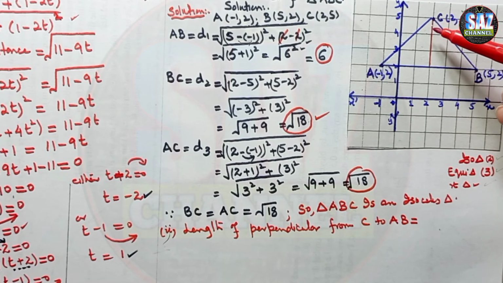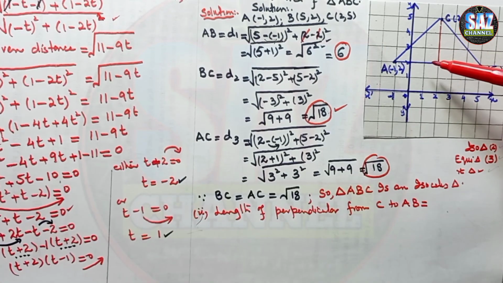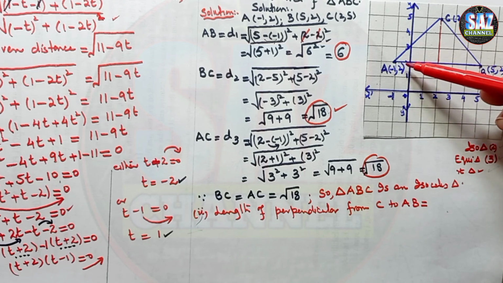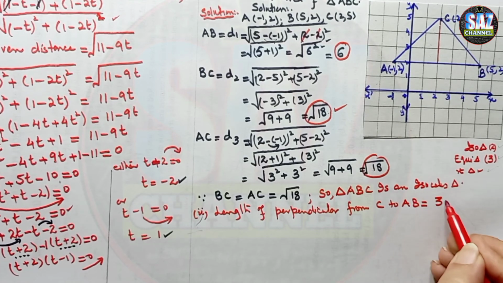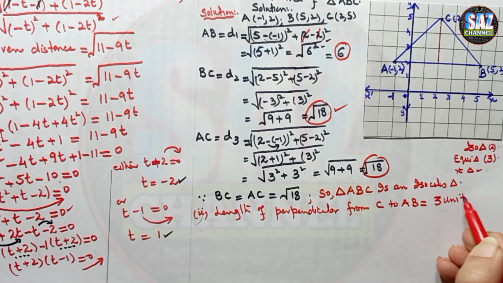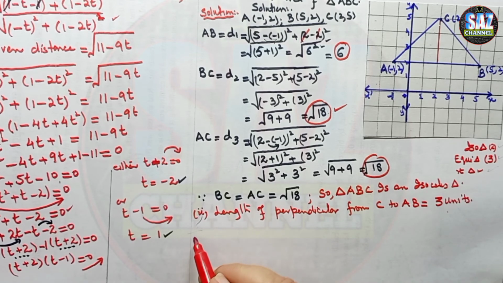I hope you are clear how I am deciding that this is 3 units. We have to find the distance of C from this line. AB line is starting from y equal to 2. So from 2 to 3 there is a gap of 1 unit. From 3 to 4 again 1 unit, and 4 to 5 is 1 unit, and this is 3 units. Although the question is not asking this part, I'm solving it because this is the most important part, and it's frequently asked in different questions, either in coordinate geometry or in trigonometry.